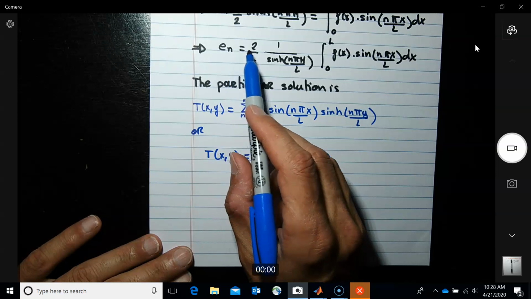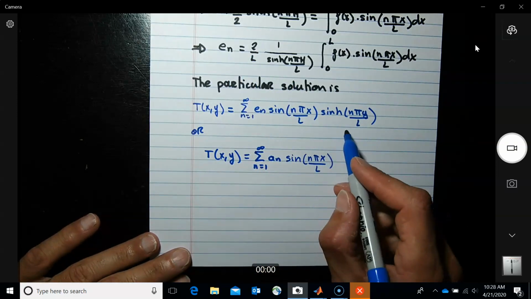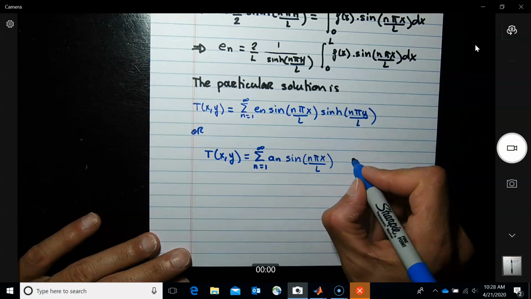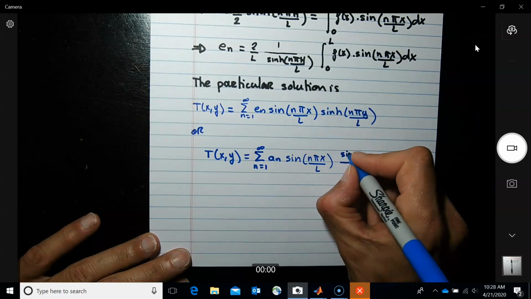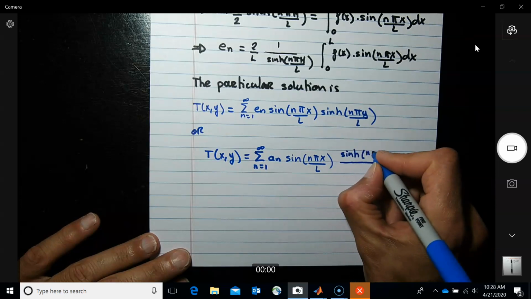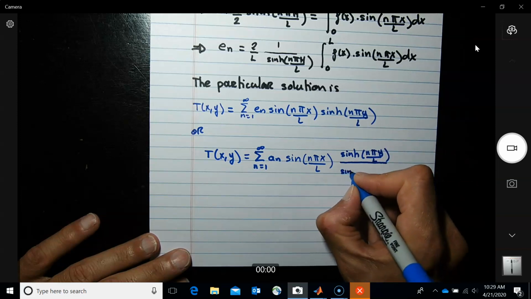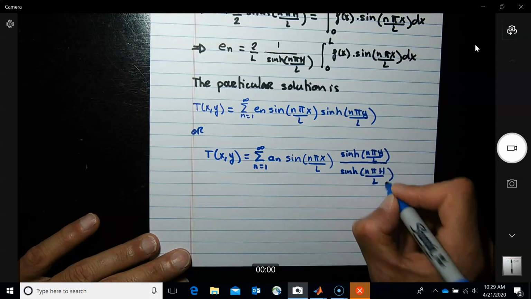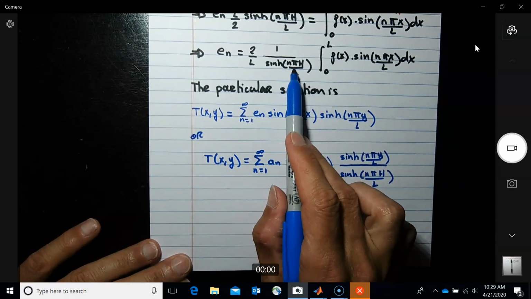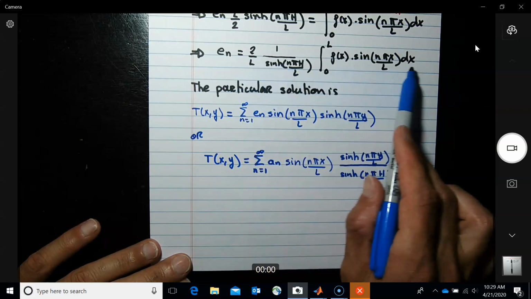Okay, a sub n is 2 over L, 1 over the sinh. So what I'm going to do is put the sinh as part of the solution. So this will now be sinh(n pi y over L) divided by sinh(n pi h over L). That means we took this one away, so a sub n will only be 2 over L times this function right here.